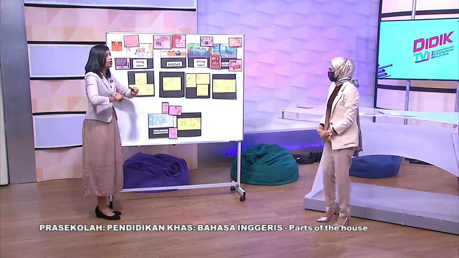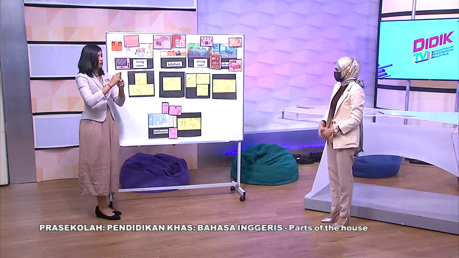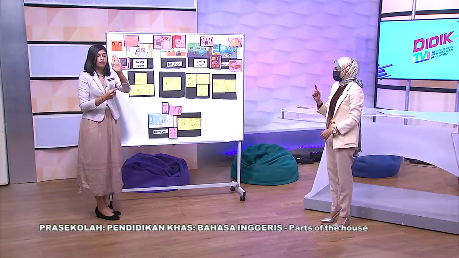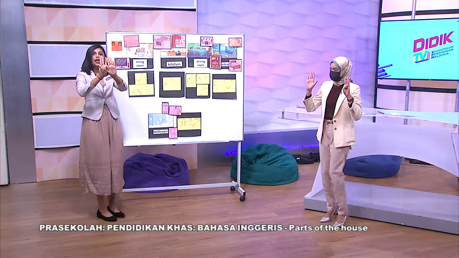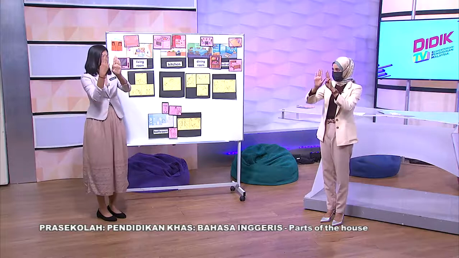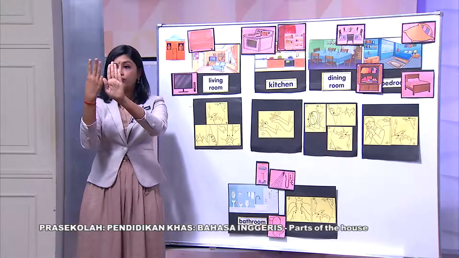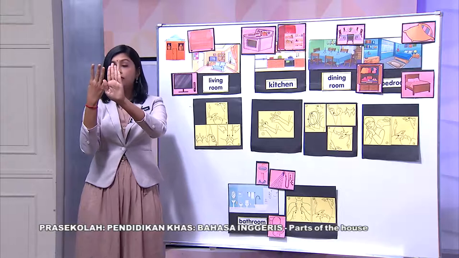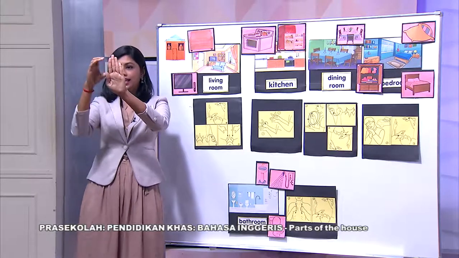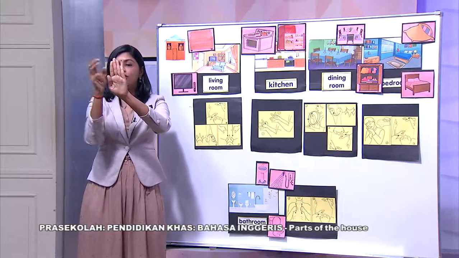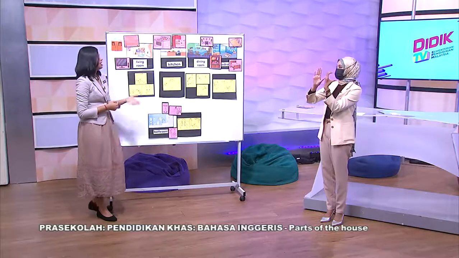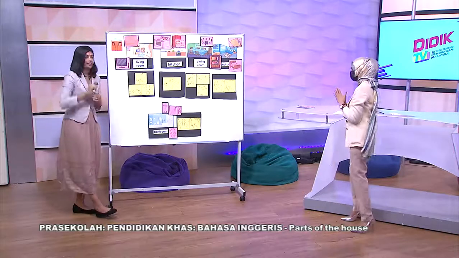To sign that, you have two words. One is wardrobe. You put your palm out, W, like this, and then you bring it in, as though you're opening the door. Wardrobe. Or another one is closet. Bring it in. Closet. Wardrobe or closet, you can choose one. All right.